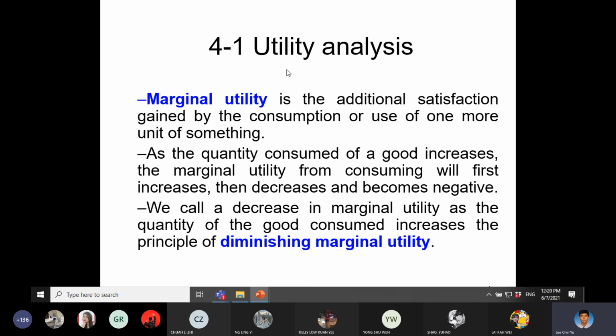So if we can calculate based on total, we can based on the marginal also, right? Marginal utility is the additional satisfaction gained by consumption or use of one more unit of something. As the quantity consumed of a good increases, the marginal utility from consuming it first increases, then decreases and becomes negative. We call this the principle of diminishing marginal utility. So we have diminishing marginal utility here.